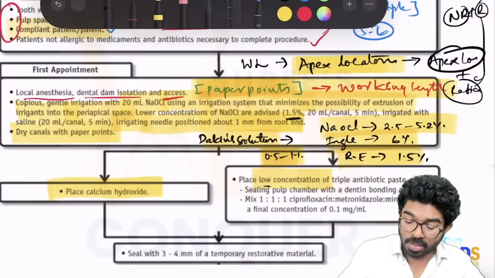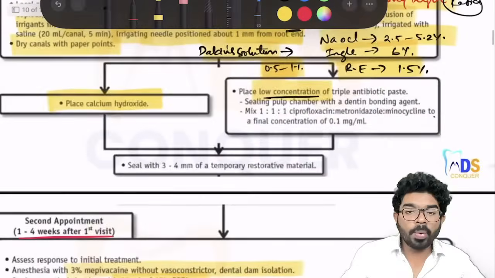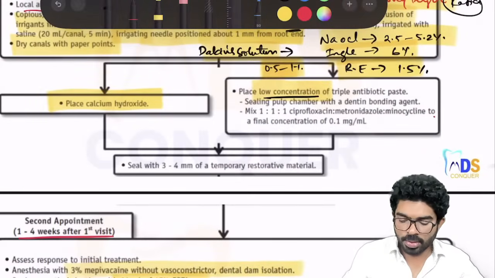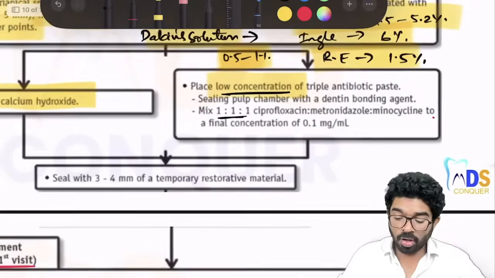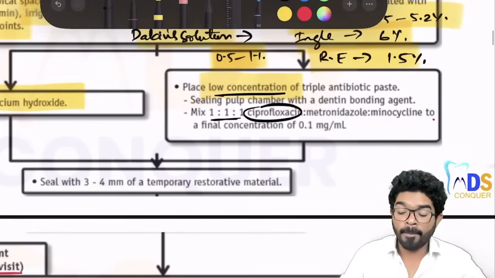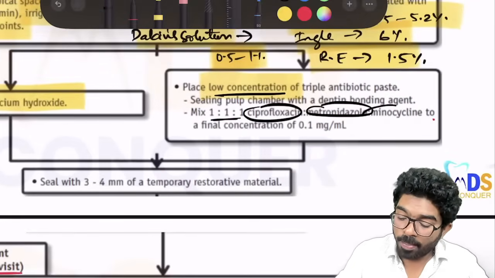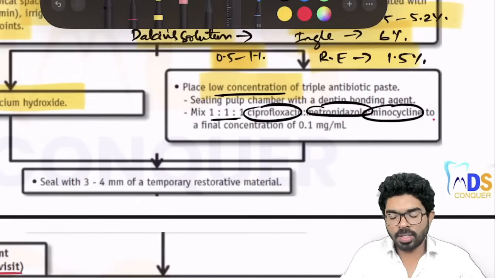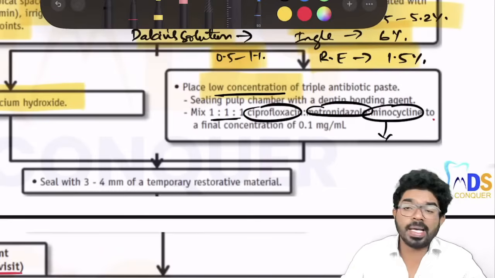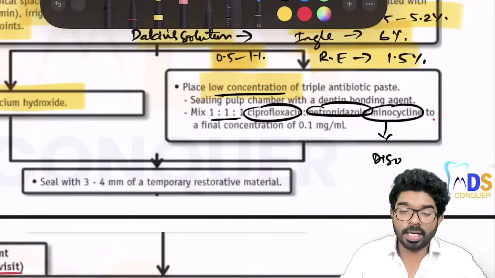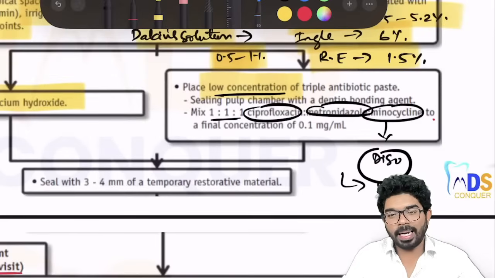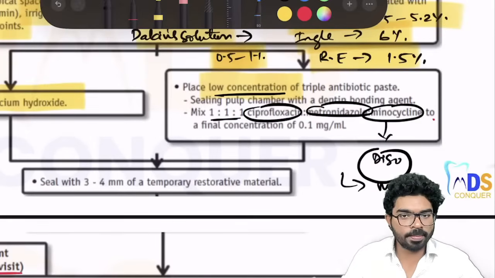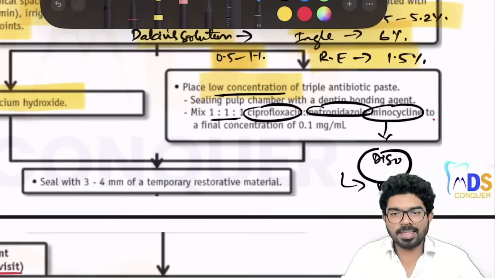And this concentration was also given in INICET. Lower concentration of triple antibiotic paste I'm going to use, and the mix is given as a 1:1:1 ratio of ciprofloxacin, metronidazole, and minocycline. And we are well aware that this minocycline is going to cause discoloration. In modified triple antibiotic paste, this minocycline is removed and replaced by cephalosporin. So that's the difference. Reason is discoloration.